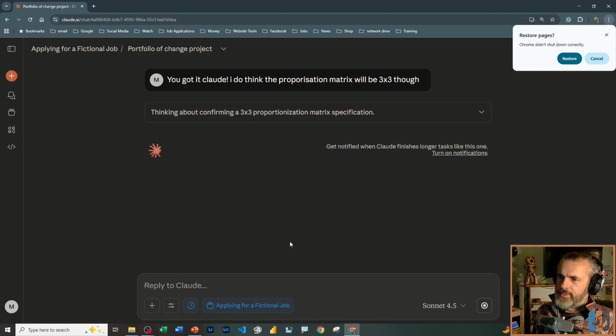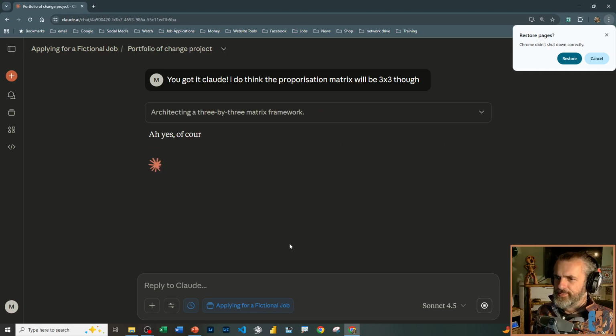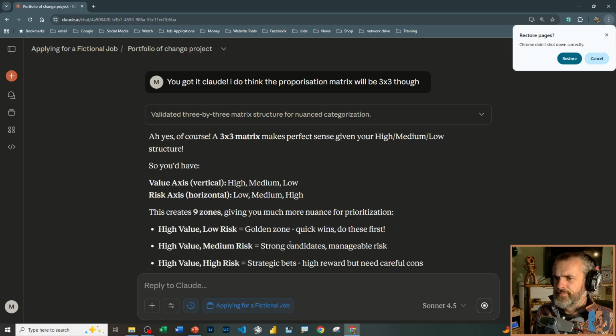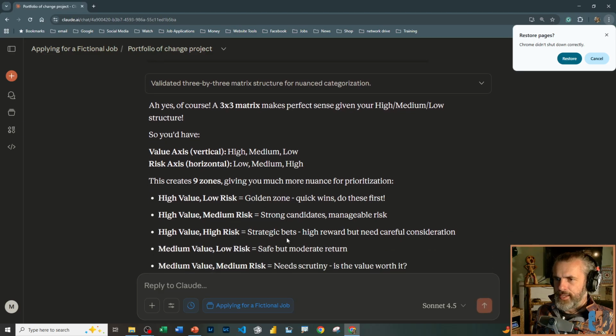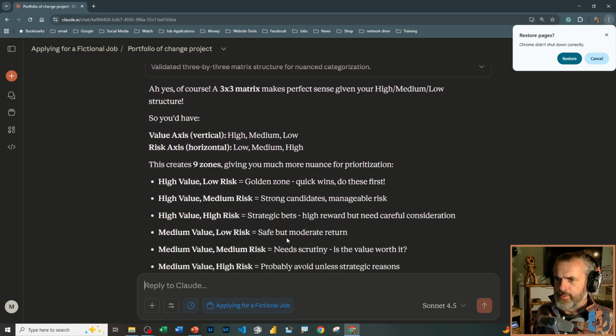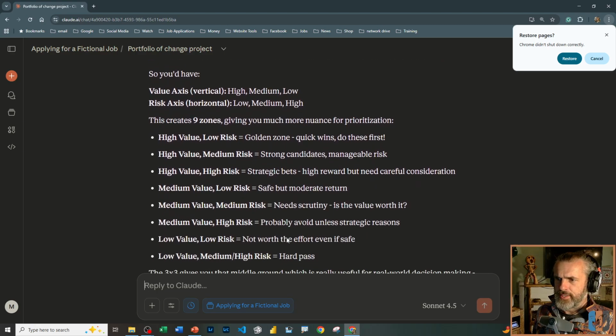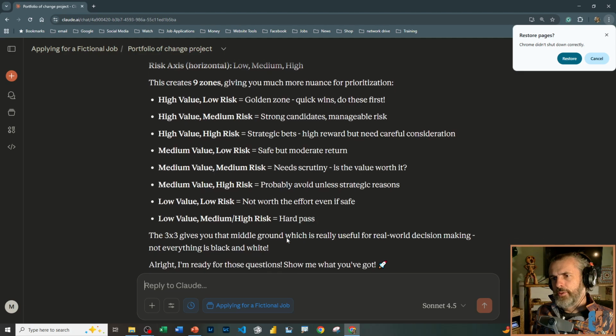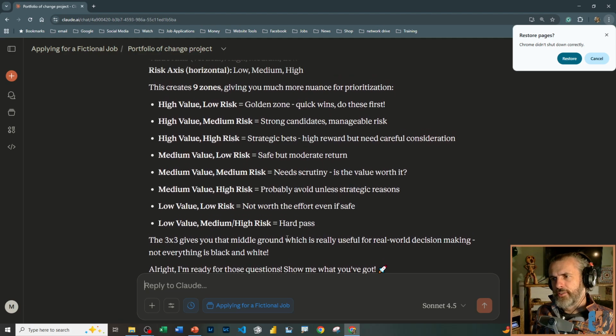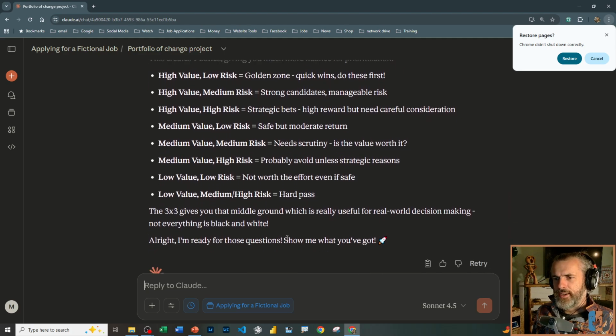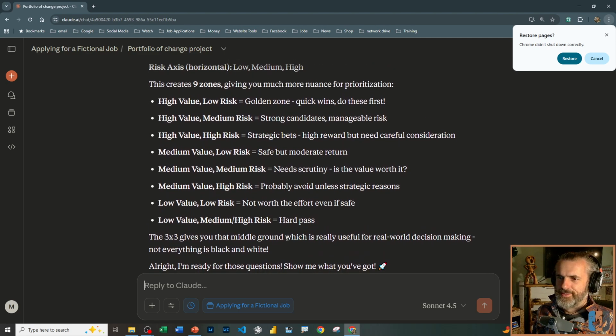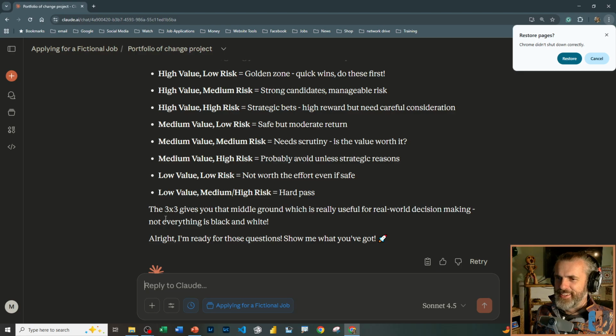What's it got to say about this? Yes, 3x3 makes perfect sense with the high, medium, low. So you've got the two axes, and the golden zone: high value, low risk, quick wins. Do these first. Nice. I'm really excited about this. 3x3 gives you the middle ground. All right, I'm ready to receive those questions.